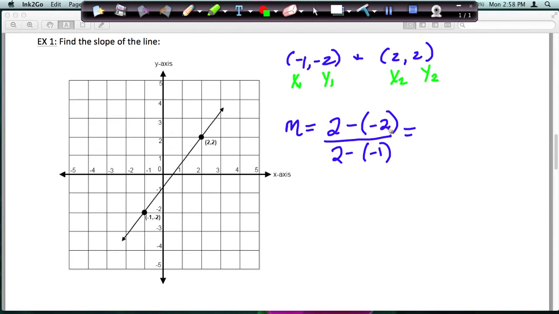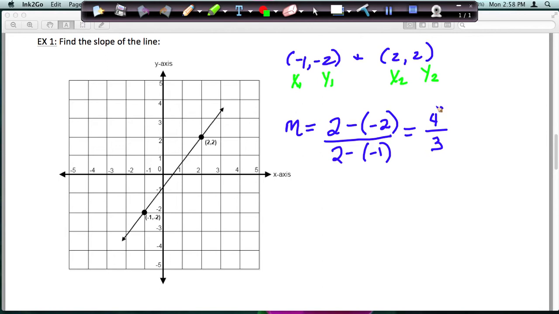2 minus a -2 is 2 plus 2, which is 4. And 2 minus a -1 is 2 plus 1, which is 3. So our slope is 4/3, and we always leave slope as a fraction. This tells us our rise over our run, so don't write it as a mixed number.